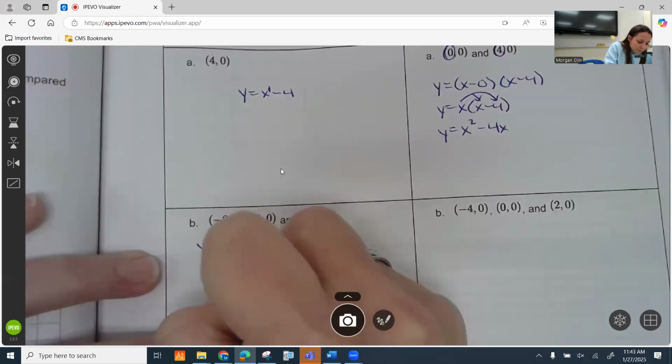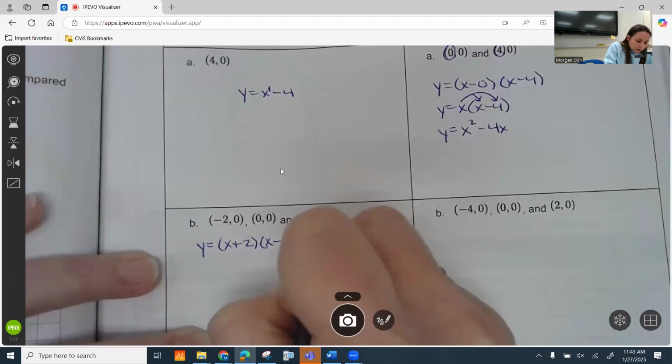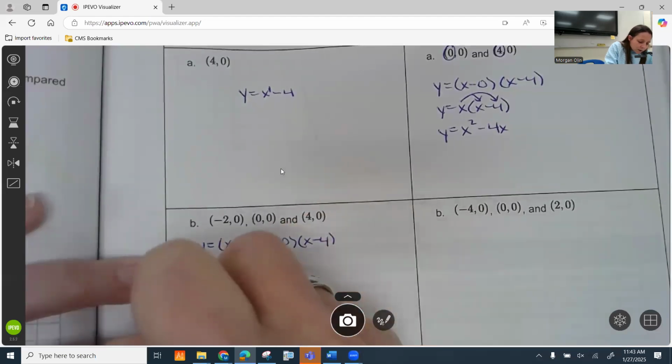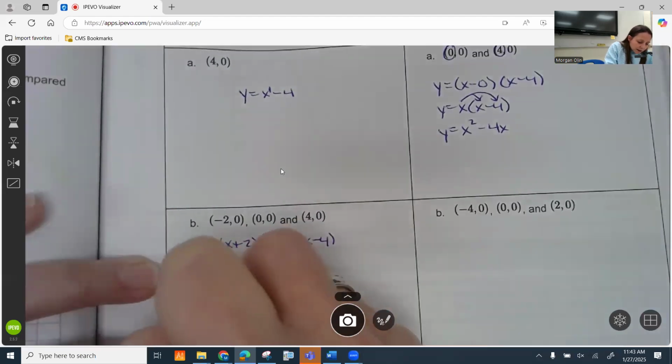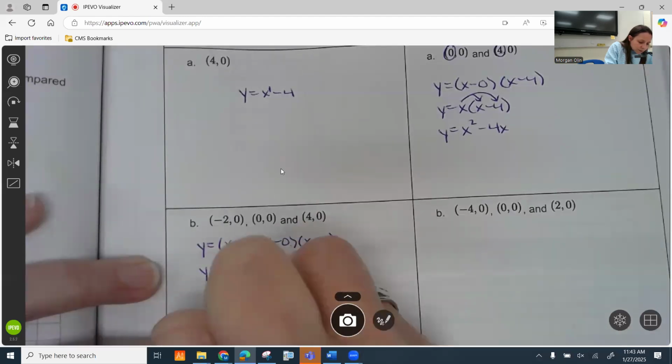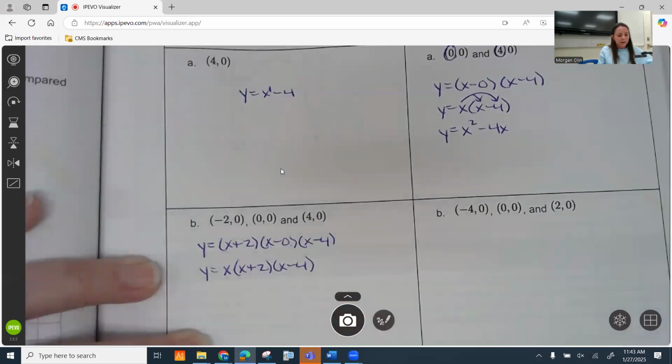Y equals, if it's -2, it's going to be x plus 2. If it's 0, x minus 0. Here, 4, x minus 4. I'm going to clean this up a little bit. X minus 0 just means x. X plus 2, x minus 4. I'm not going to multiply these out. I'm going to leave it like that.